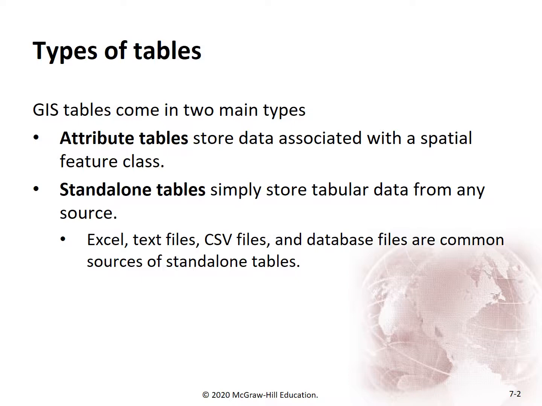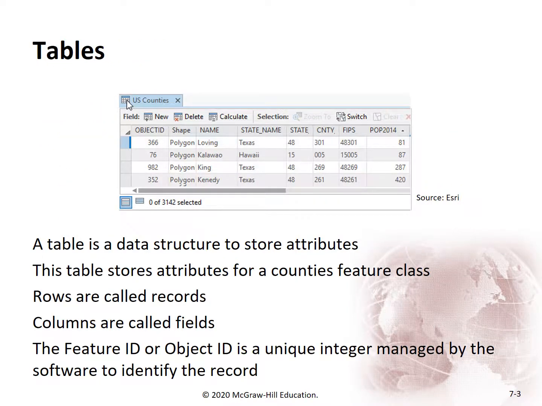An attribute table, which is a table that is associated with a feature, or a standalone table, like adding in just a table of Excel data that you're going to link to something. Tables have a pretty basic structure. It's no different than Excel or Access or any other database or spreadsheet that you would imagine. It's all about rows and columns, and a column is known as a field and a row is known as a record.